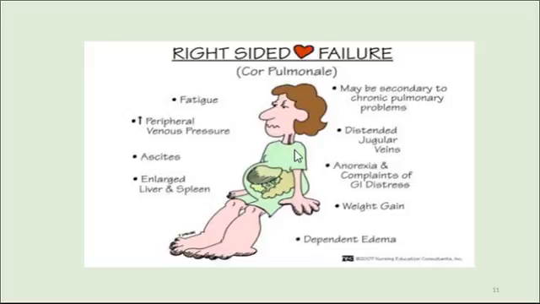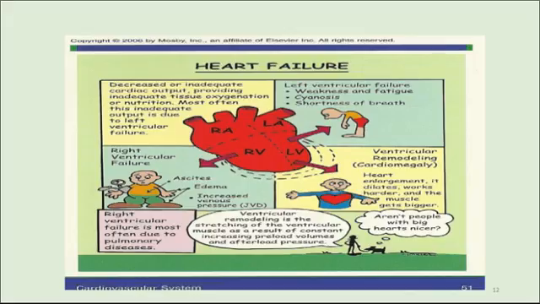The whole periphery has an increased pressure, so you can have dependent edema. You're going to have distended jugular veins. You're going to have GI issues because of that pressure buildup. You're going to have weight gain. Of course, you're going to be fatigued. And then this picture, and again, I'm sorry if I'm repeating myself, this is just a good picture to have. It kind of summarizes right, left, what's going on, what it looks like. I'm not going to go over this whole slide. It is there. It's in your PowerPoint presentation. You can look at it, you can print it, you can take notes on it.